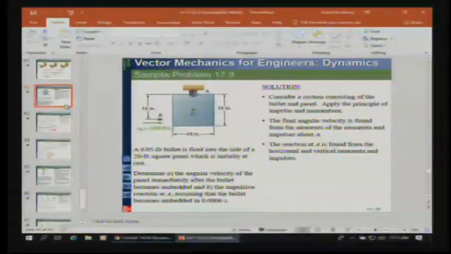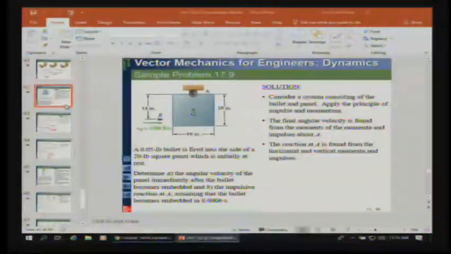Anyway, here we have a 0.05 pound bullet, and it's fired into the side of a square panel, which is initially at rest. I always look at this problem, and I think if there's no depth to that square panel, it's kind of an odd problem because you're going to have to be a pretty good shot to intersect it, but that's not really part of the problem.